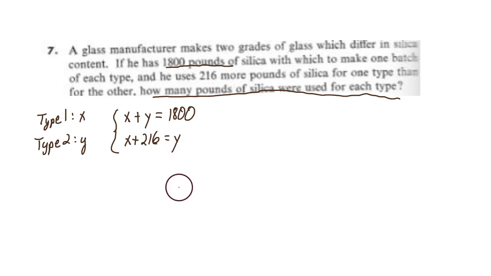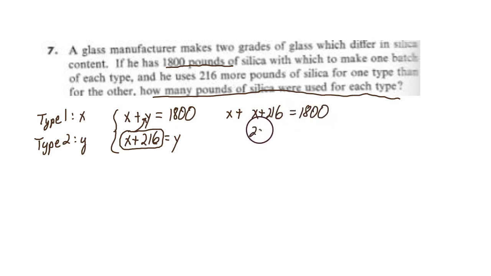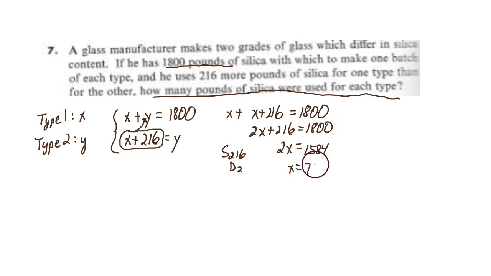Substitution method is probably the fastest way to solve this because the second equation already has the letter y alone. And we can take this expression and substitute it for the letter y in the first equation. X plus, now fill in that x plus 216, is equal to 1800. This makes 2x plus 216 is equal to 1800. Subtract 216 from both sides. 2x equals 1584. And then divide by 2. X equals 792.